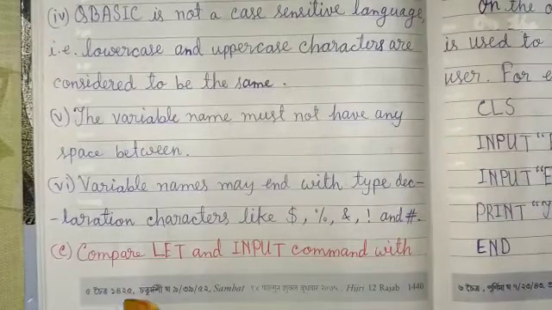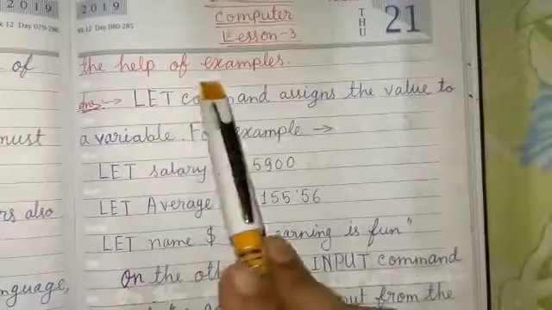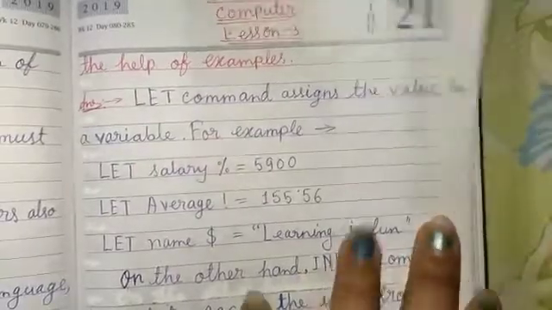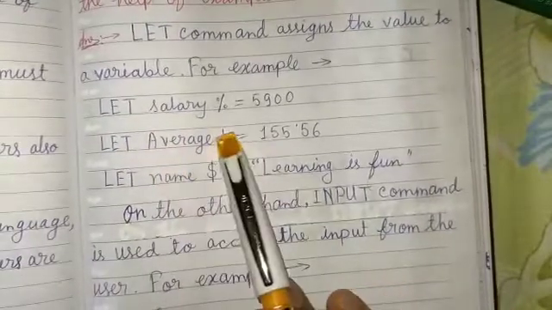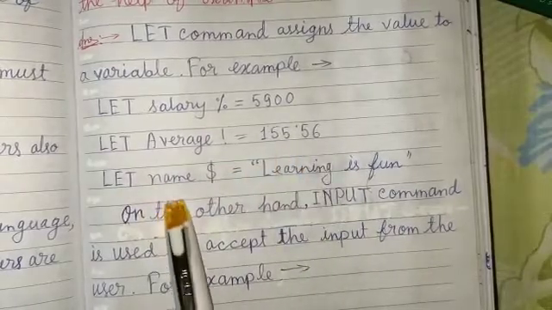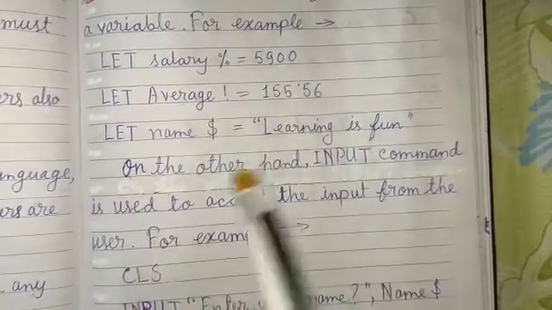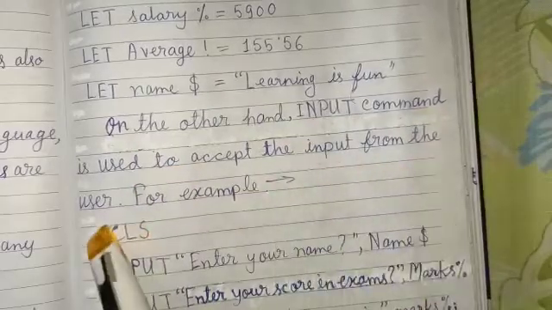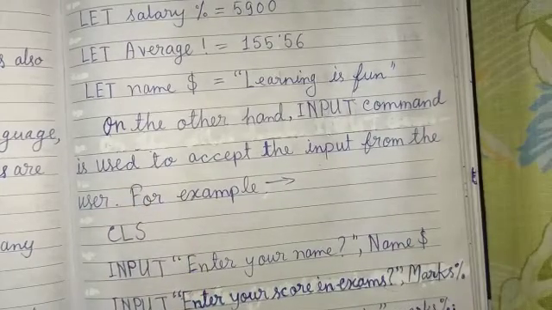Question number C. Compare let and input command with the help of examples. The let command is used to assign a value to a variable. For example, let salary equal to this, let average equal to this, let name equal to learning is fun. This is an example of the let statement. On the other hand, the input command is used to accept input from the user.